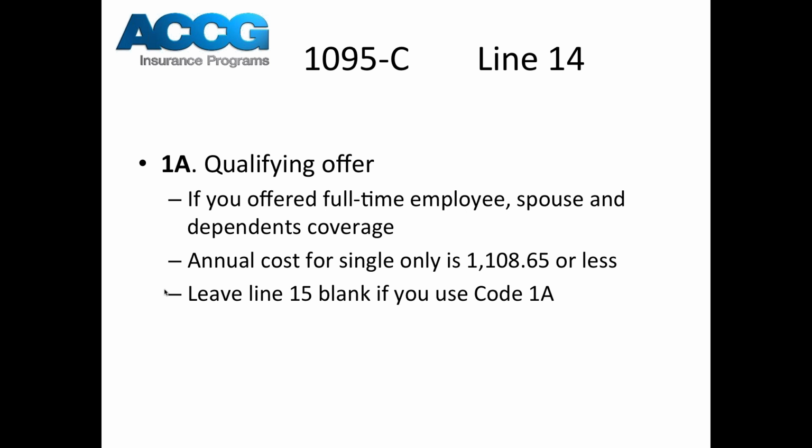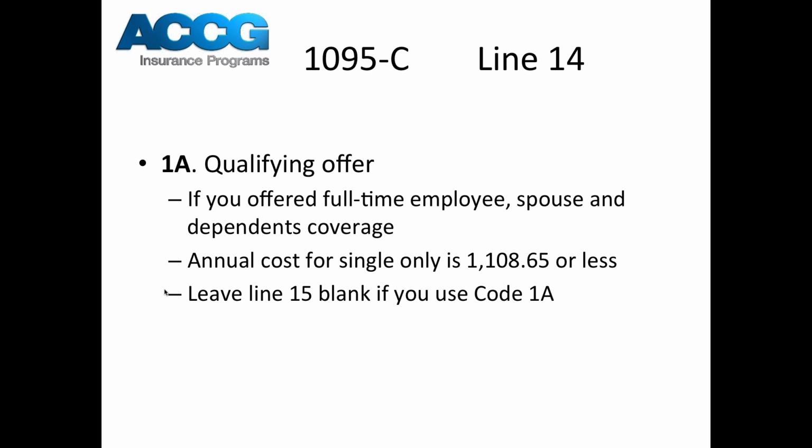If the person happens to be single, you can still use code 1E because you're offering it to a spouse and dependents. He or she just doesn't happen to have any spouse or dependents currently, but they might change that in the future. So again, these codes 1B through 1E said you offered affordable coverage. And on line 15, we're going to ask you to prove that.